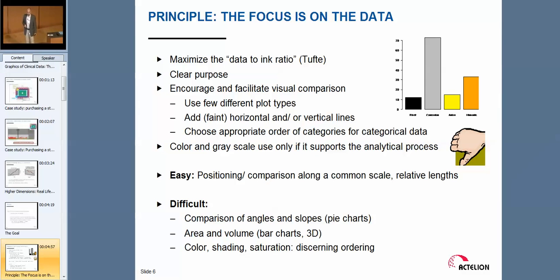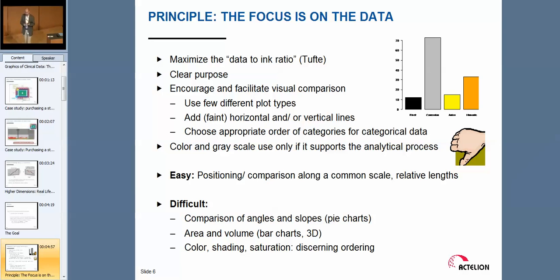Another point is we want to follow a clear purpose. So the graph actually has a purpose. It's not just there for the sake of having a graph. It has a purpose. You want to show something. And we also want to encourage and facilitate visual comparison. What we always do implicitly is we want to compare different treatment groups, different types of co-medications, different types of demographics. So comparing things means the graph has to allow us to compare that. And I'll get back to that with a couple of examples a little bit later on.